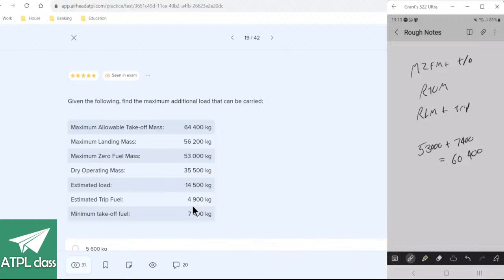Yeah. Regulated takeoff mass. Wait, have I done the wrong one there? No, maximum zero fuel mass. Maximum allowable 64,400, and landing mass plus the trip fuel is 56,200, sorry, plus trip fuel 4,900 is 61,100. So our most limiting is the first one there, 60,400.